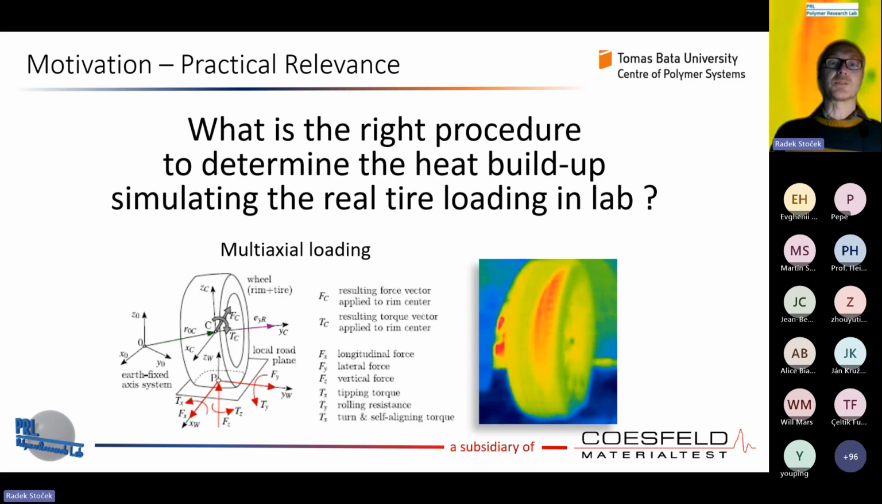Okay, and what is the right procedure to determine the heat build-up simulating the real tire loading condition in the lab? This is not very easy to answer, because tires, and other materials for sure as well, are multi-axially loaded, and therefore it is not possible to simulate this phenomenon only by some uniaxial tensile or dynamic tensile movement. So it needs to be very close to reality. We need to really simulate the multi-axial loading condition.